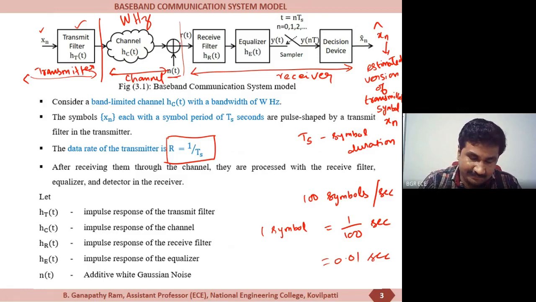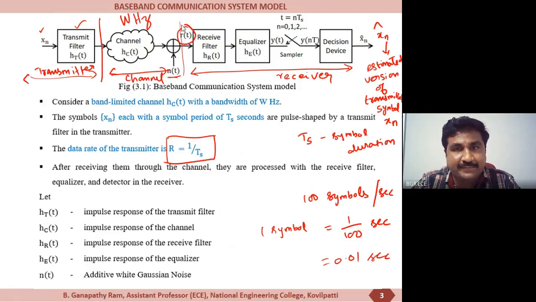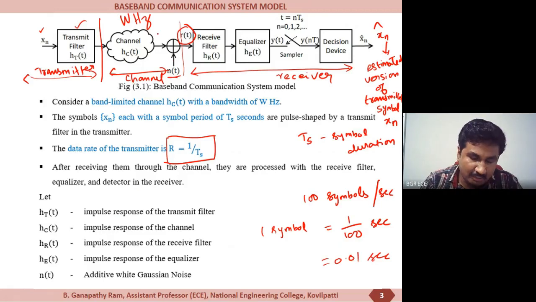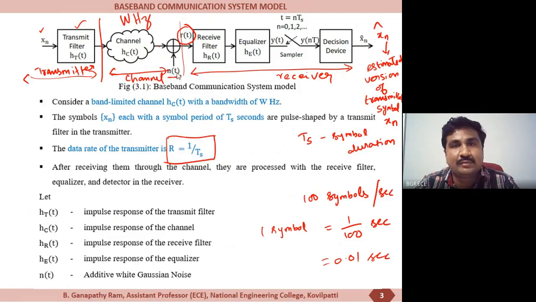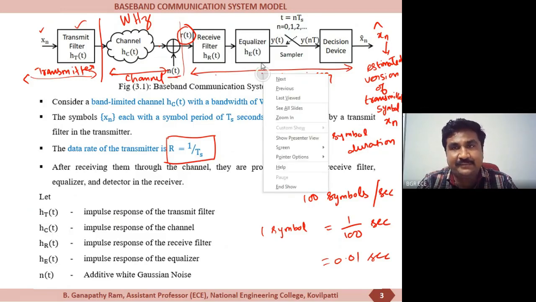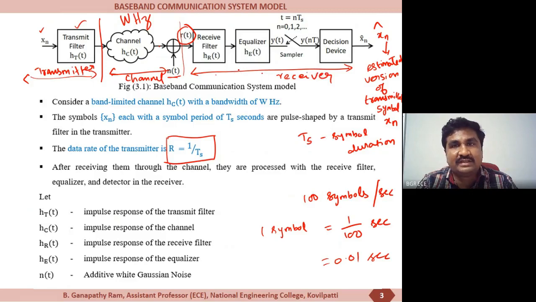That means at the input of the receiver, we are assuming the information as R of t. R of t is received. So R of t is nothing but the output of the channel plus n of t. The output of the channel plus n of t is passed through 2 filters, Hr of t and He of t. We will briefly discuss the receive filter and equalization filter in the later classes.